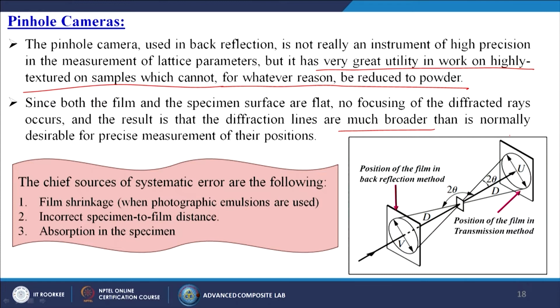In this case you can see that the incident beam is going, and some of it is reflected and some is transmitted through. The chief sources of systematic error are the following: film shrinkage when photographic emulsions are used, incorrect specimen to film distance, and third, absorption in the specimen itself.